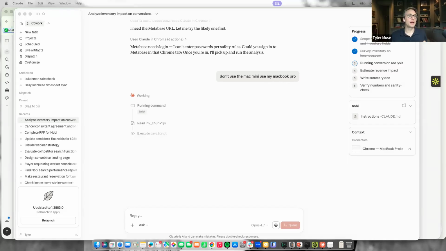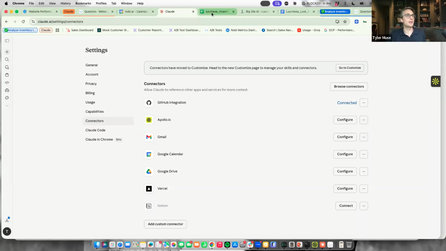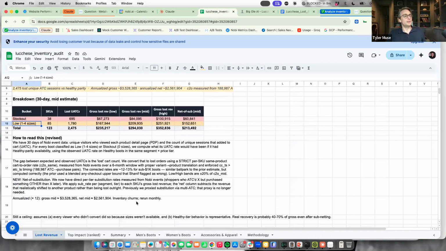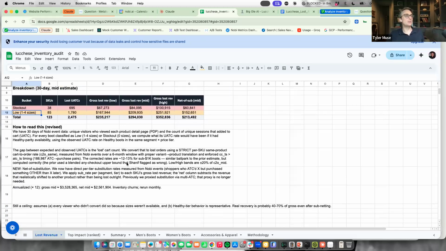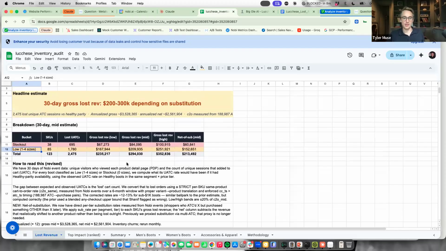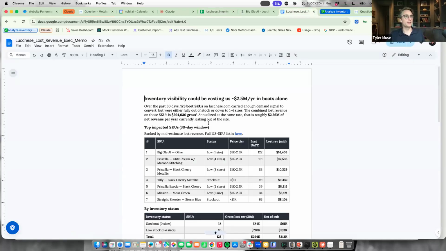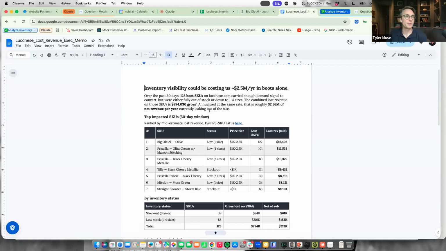That's an important point. So what came out of this after all was said and done was this spreadsheet. And then I said, okay, data looks good, but I need to find a way to synthesize this. Can you write this up in a 1 to 2 page memo? And out of that, we got something that looks like this. Inventory visibility could be costing us $2.5 million a year in boots alone. That's the headline. I thought it was really cool that's how Claude decided to start the document. And what it came back with looked quite different from this.